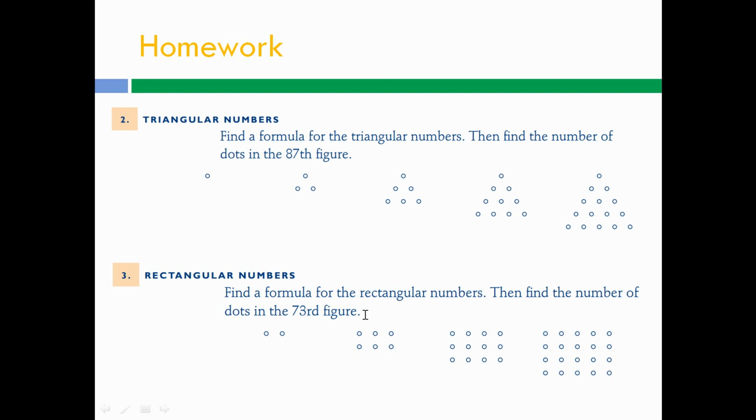Same thing with number 3. You will have a relationship between the rectangular numbers and the number of dots. Again, you'll have to build your own chart and then find your pattern and your equation. Once you find those equations in number 2 and 3, you need to find the y value when your x equals the given question over here. So for this one it's 87 and for this one 73. It's a lot of arithmetic, but hopefully it's not that complicated.